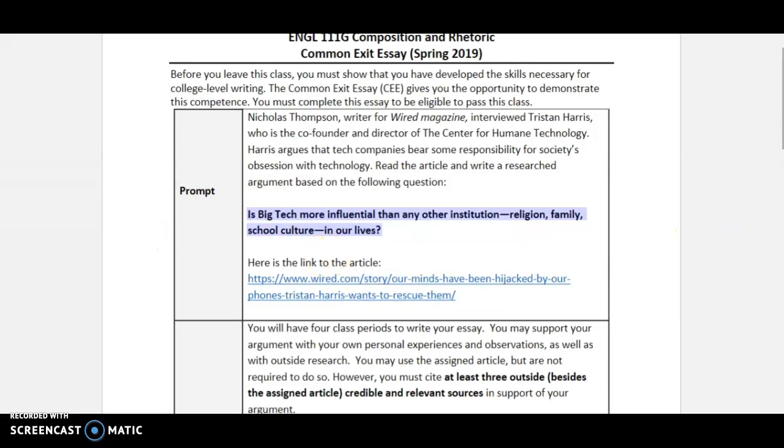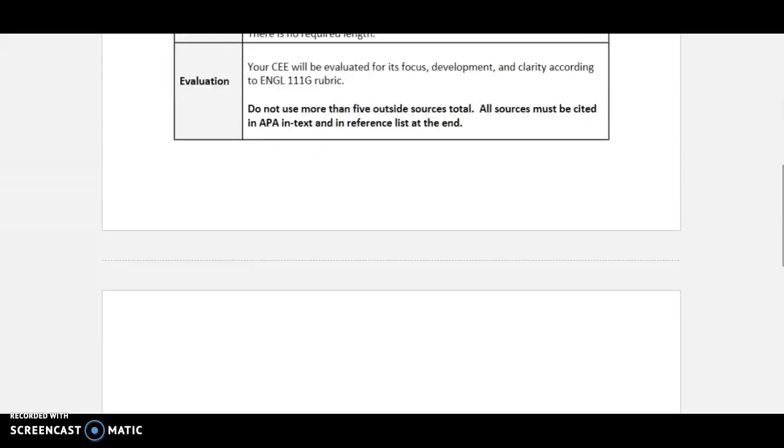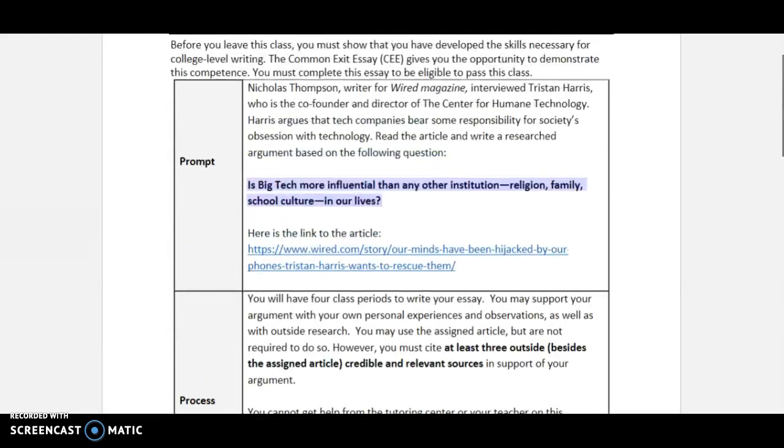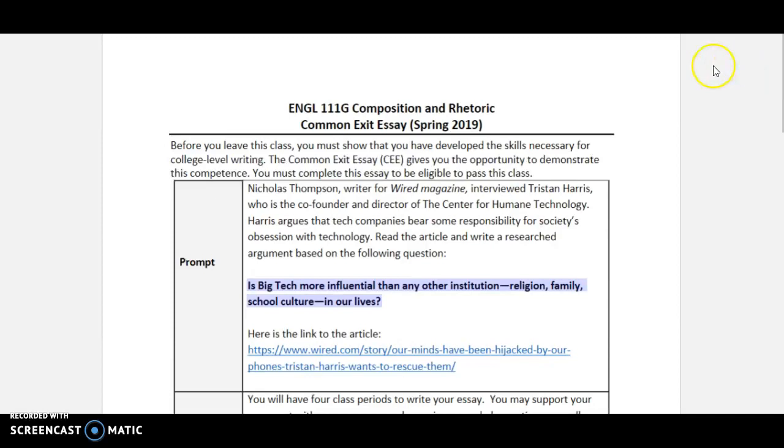So this is the second topic. And like I said, I know that these topics might not necessarily suit everyone, but these are the topics that the English department chose, so you have to choose one of these topics. And like I mentioned earlier, the instructions are the same for both. The only difference are the topics.